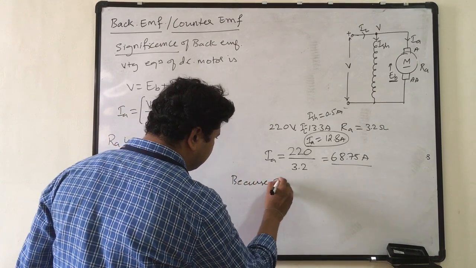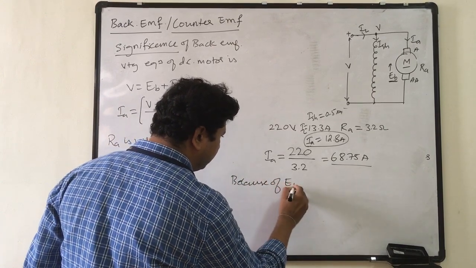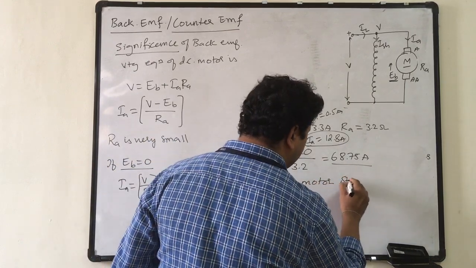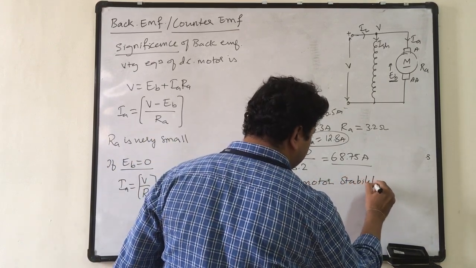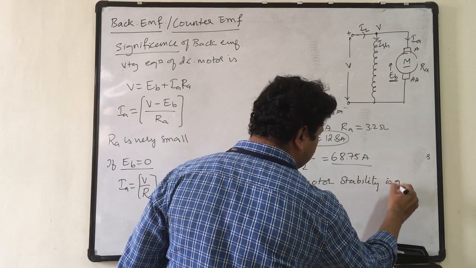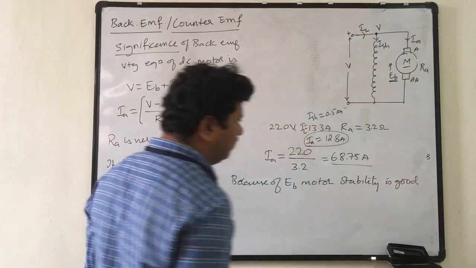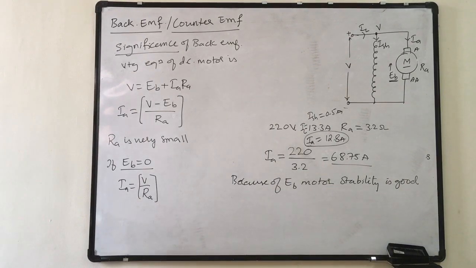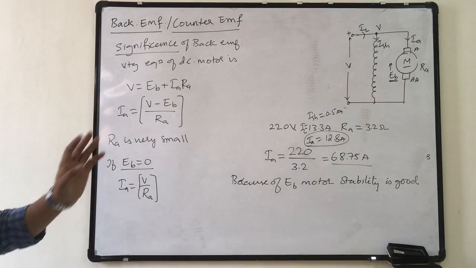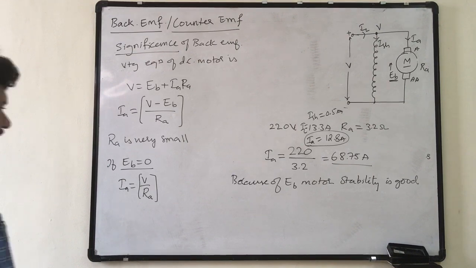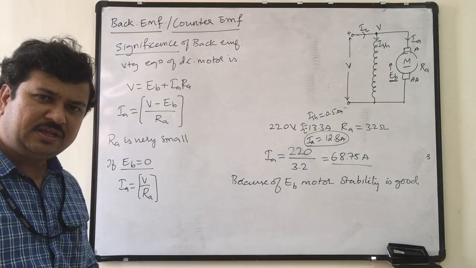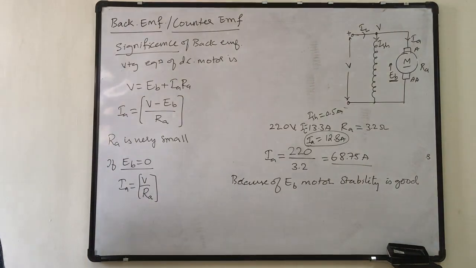Because of EB, motor stability is good. If EB is not there, the armature will carry a very large current, and within a minute my motor will burn. Because EB is existing, it is saved. Now what is EB? EB will always be nearly equal to the supply voltage.